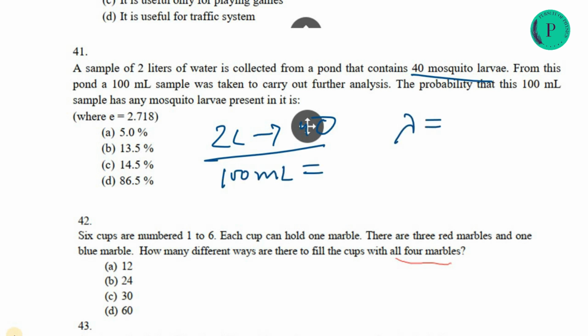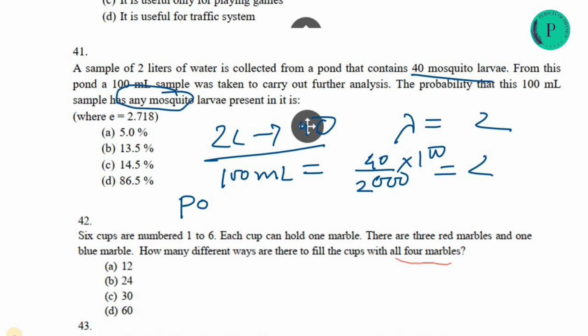So lambda is equal to 40 into 100 ml divided by 2 liters, which means 2000, so lambda equals 2. From the Poisson distribution, for 0 mosquito larvae we get e to the power minus lambda, that is e to the power minus 2. It will give almost 0.13.